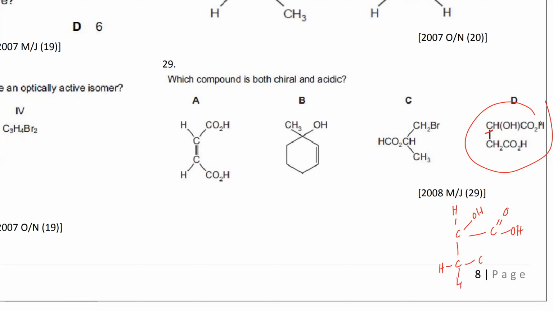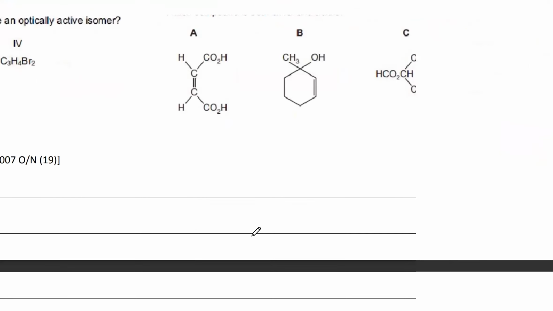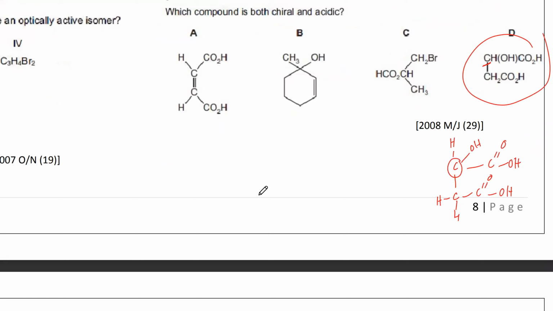And again, it's C double bond O, OH. So this is how the molecule looks, CHOH. This carbon is chiral. If you focus on this carbon, that's chiral. Plus it's acidic as well because it's got a carboxylic acid group attached to it. Is this clear?